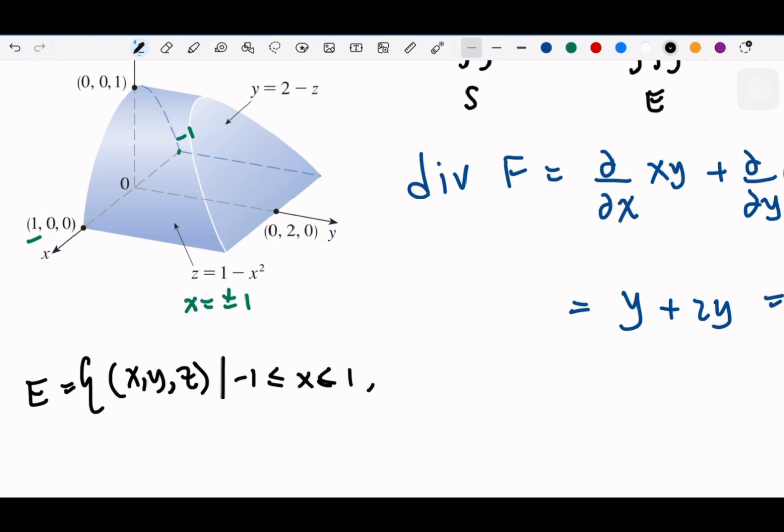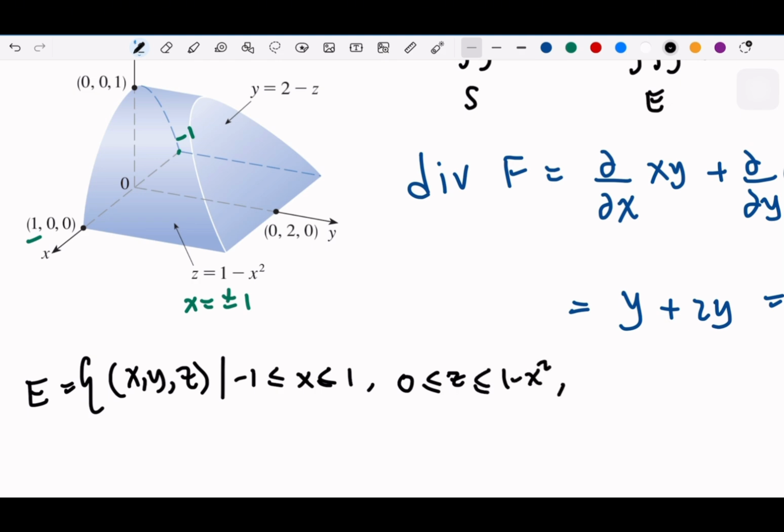And then the second part, because we decide that y will be the last integration, so we need to discuss about the z. So z, we can see that z is from this plane. Okay, so we can see that it will be zero. And then the upper part will be one minus x squared, as mentioned in the system.